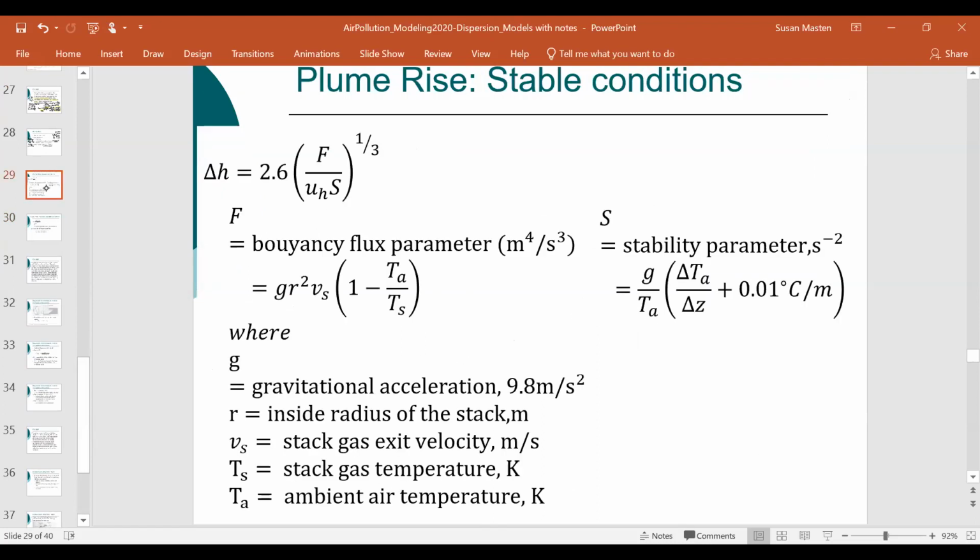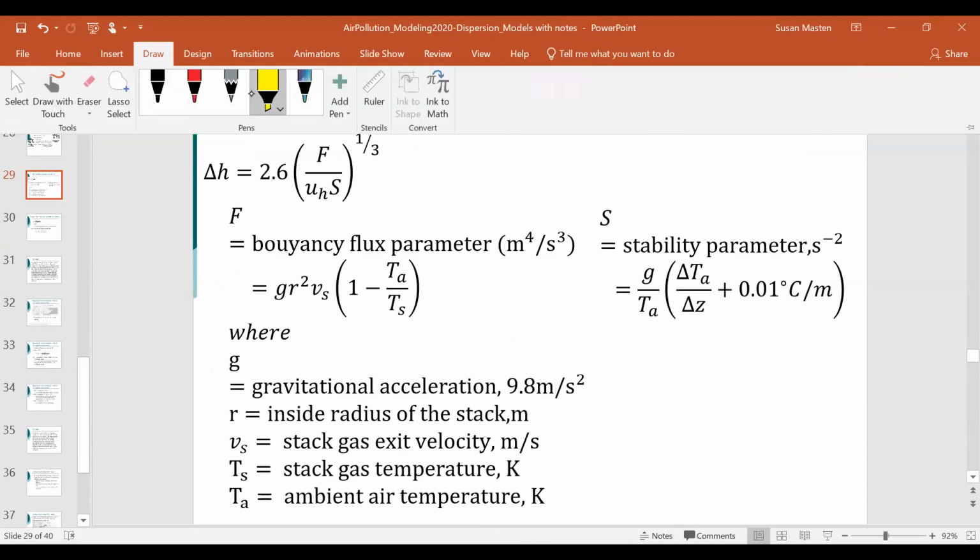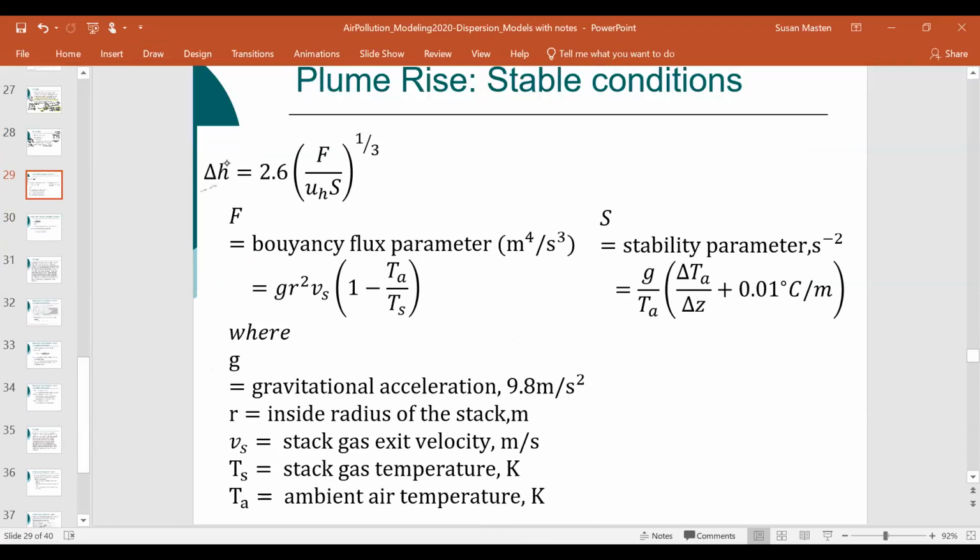And I skipped here. Okay. So in order to estimate plume rise, what we'll determine is two parameters. One that's based on buoyancy and the other that's based on stability. So basically, remember we said that buoyancy was a major factor and stability is also a major factor.